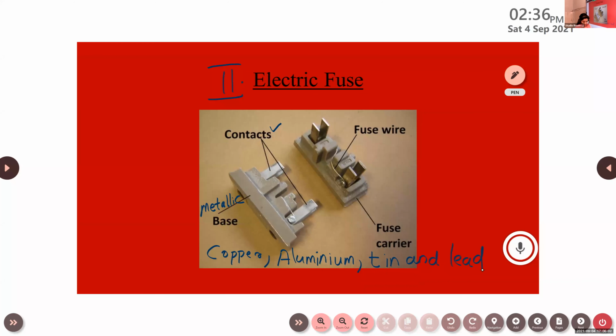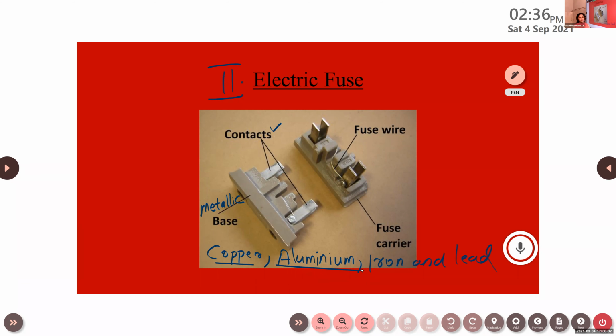Tin and lead. Not tin. Instead of tin, you can write iron. Iron and lead. But normally in our homes, we prefer copper and aluminium wires as the fuse wire, because they are easily available.